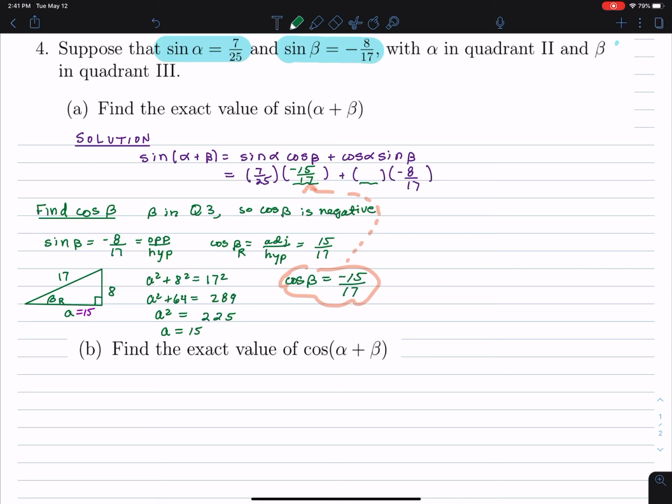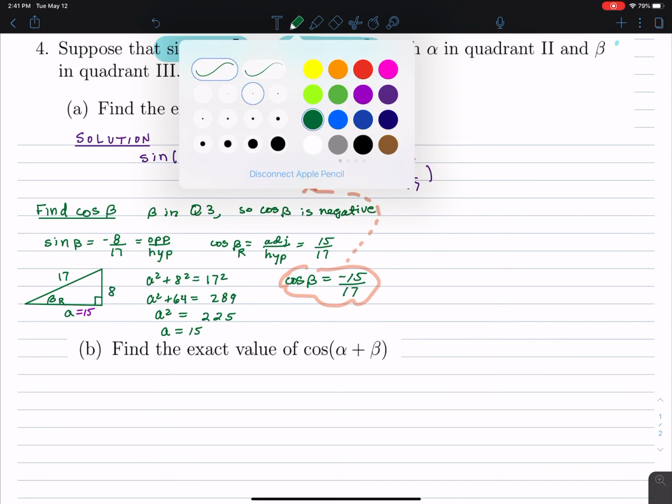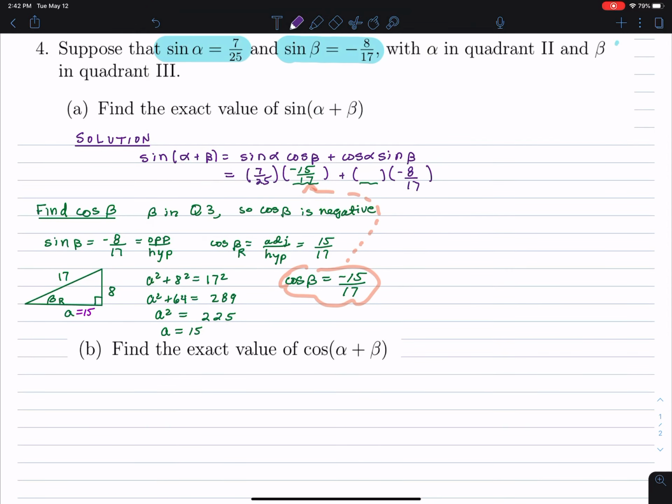I get the concept, but I have a feeling that in the end, when I multiply this out, it's going to be a little bit of trouble. Okay, over here, I'm going to find cosine alpha. What we have is that sine alpha is equal to 7 over 25. Alpha is in quadrant 2.